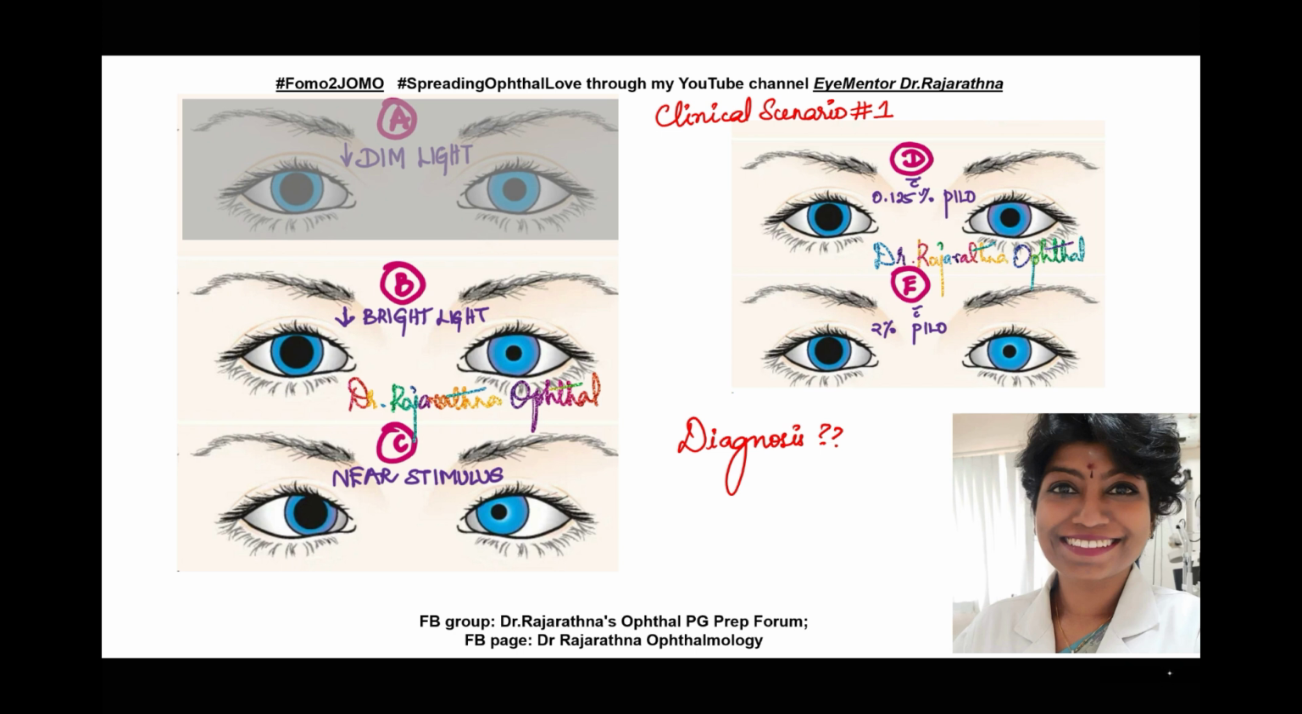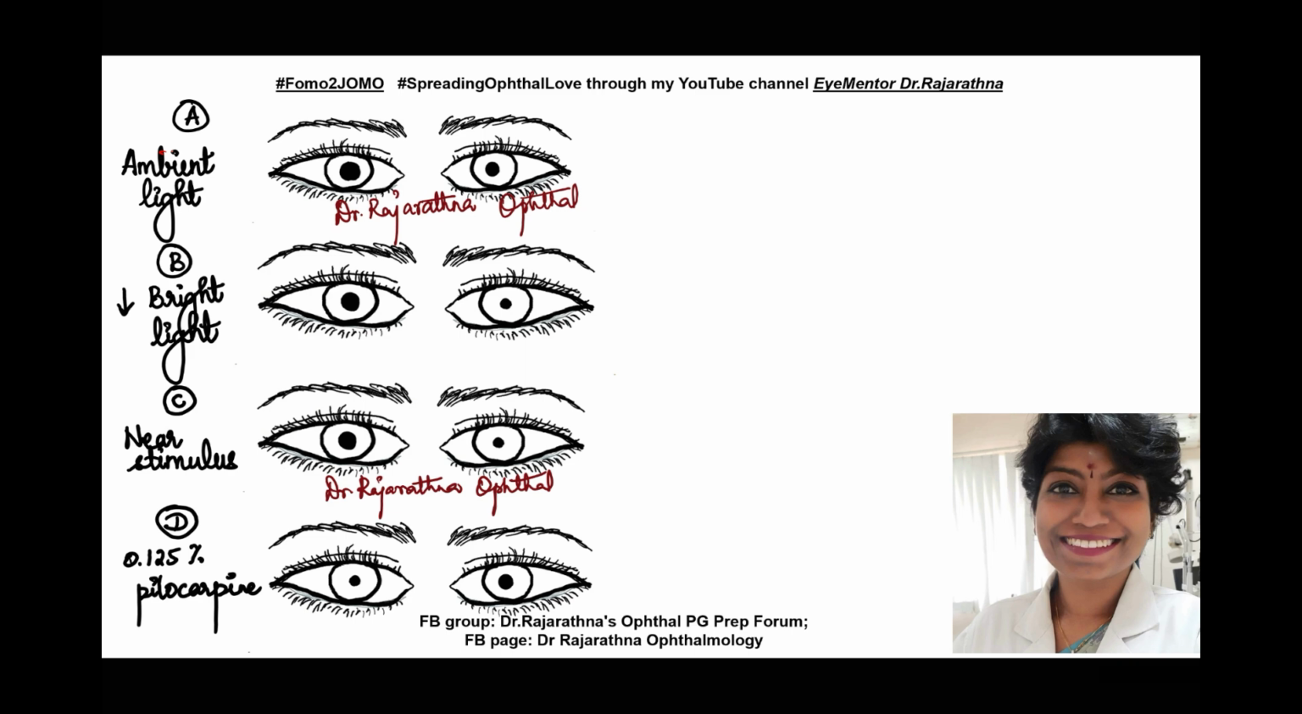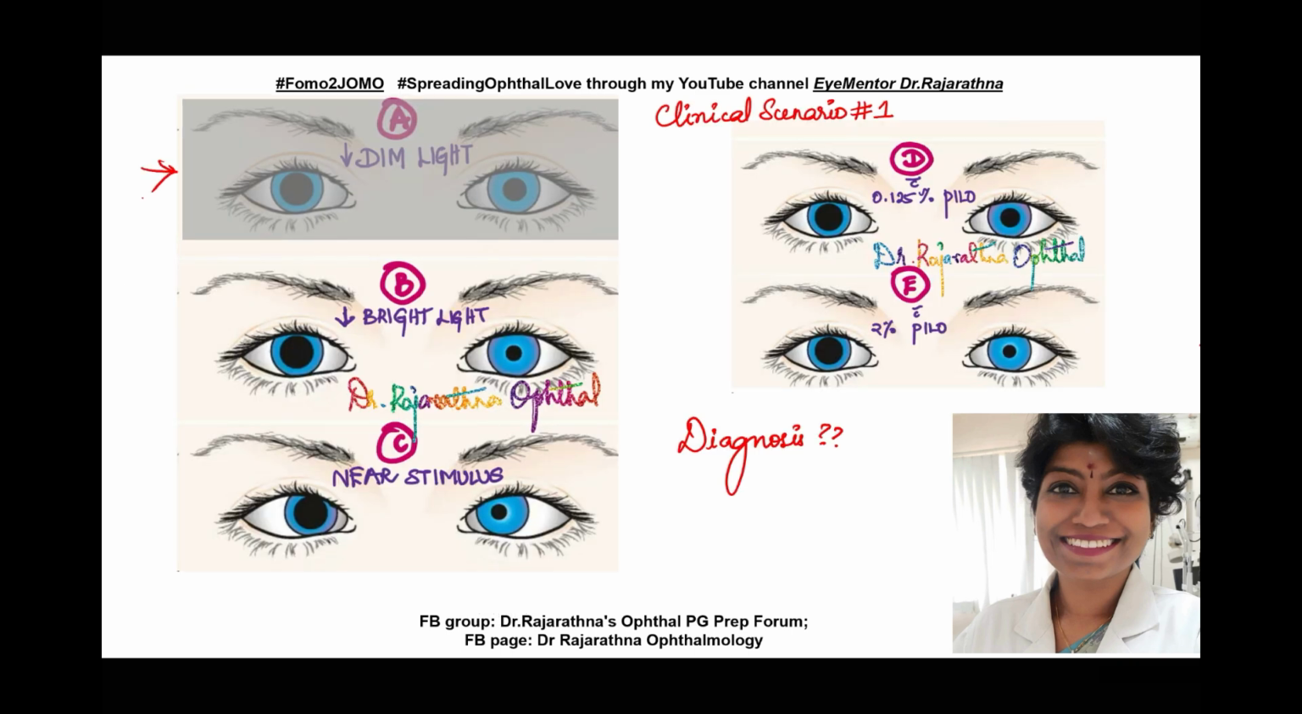So we start with looking at image A. All right, now the given information for us is this is under dim light. Now what do I expect to happen in a normal pair of eyes under dim light? Under dim light, normally I would expect a physiological mydriasis. Now when I say physiological mydriasis, it's not a fully dilated pupil, it's a moderately dilated pupil, a little more than the usual size of 3 to 4 millimeter.